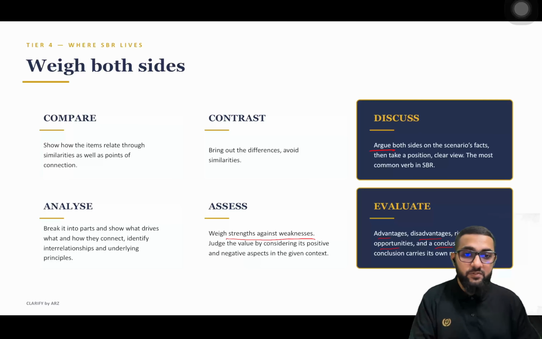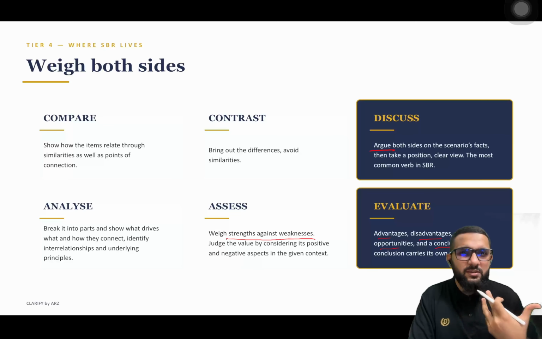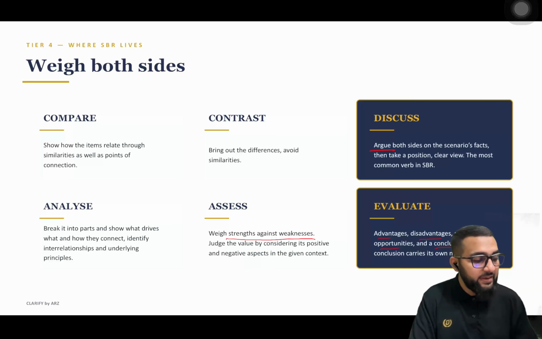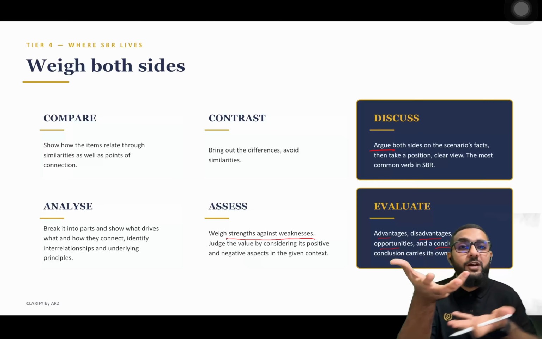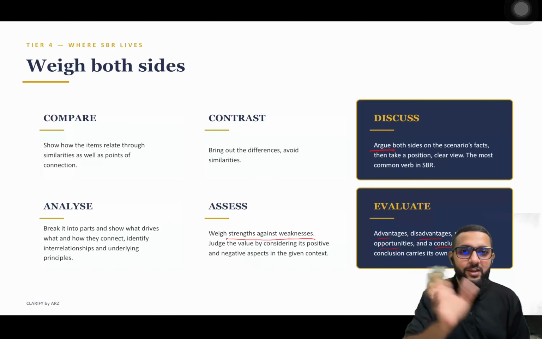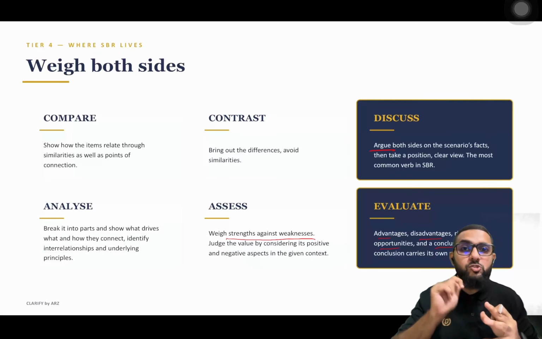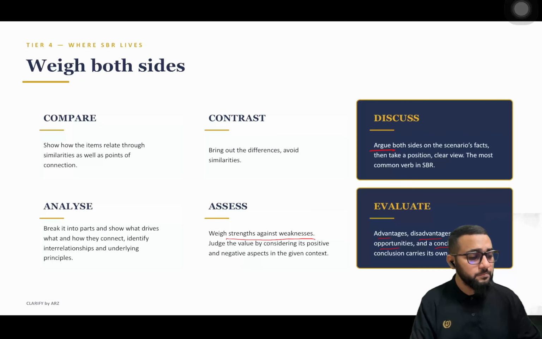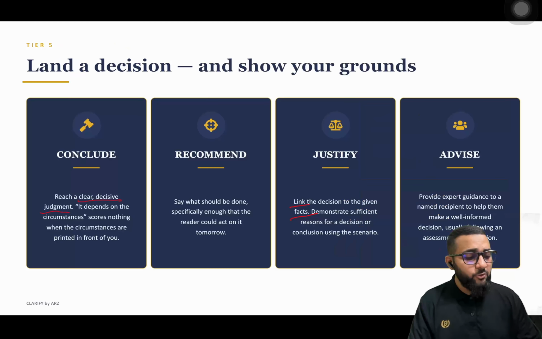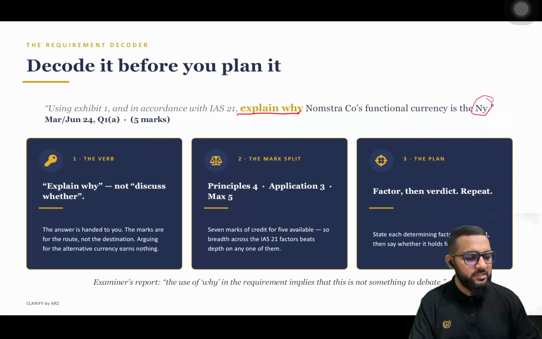Evaluate: advantages, disadvantages, risks, and opportunities. These are the most important and most recurring verbs that you see in SBR. And assess, weigh strengths against weaknesses. Critically assess, weaknesses should take the lead over actual strengths. So that's critically assess. The difference between assess and critically assess: assess, weigh them equally. Critically assess, weigh the weaknesses more strongly than the strengths. And then you have conclude, recommend, justify, advise, which requires you to land a decision. So these are the most common verbs that we see in SBR.